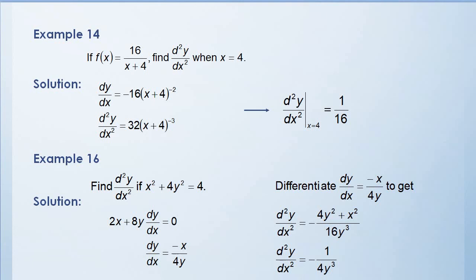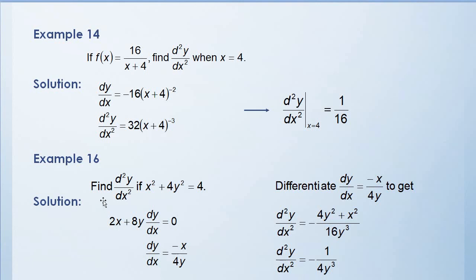Okay, next, if f(x) equals 16 divided by (x plus 4), find the second derivative when x equals 4. So second derivative means that we differentiate 2 times. So the first derivative will get negative 16 (x plus 4) power negative 2. And the second derivative we will get 32 (x plus 4) power negative 3. Then since the question said when x equals 4, find the second derivative, we substitute x equals 4 inside here, then we will get 1 over 16.